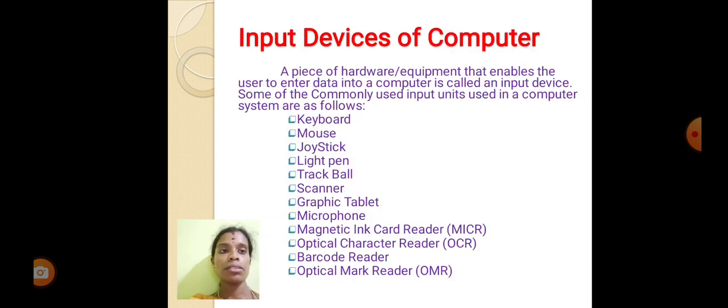A piece of hardware equipment that enables the user to send data into a computer is called an input device. Some commonly used input devices are keyboard, mouse, joystick, light pen, trackball, scanner, graphical tablet, microphone, magnetic ink character reader or MICR, optical character reader or OCR, barcode reader, and optical mark reader or OMR.